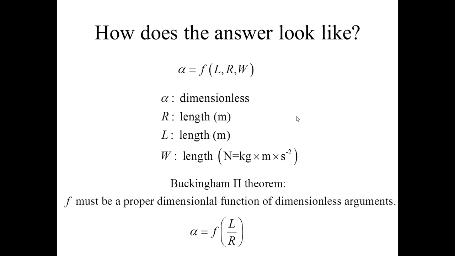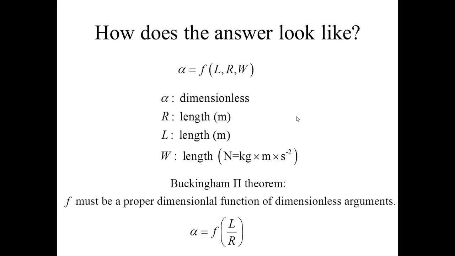Next, I would like to ask a basic question. What does the answer look like? In our case, the angle alpha has to be a function of L, R, and W. Let me point out that the first two arguments of the function f have the dimension of length, and the last argument has the dimension of force. Of course, the function itself has to be dimensionless simply because alpha is dimensionless.